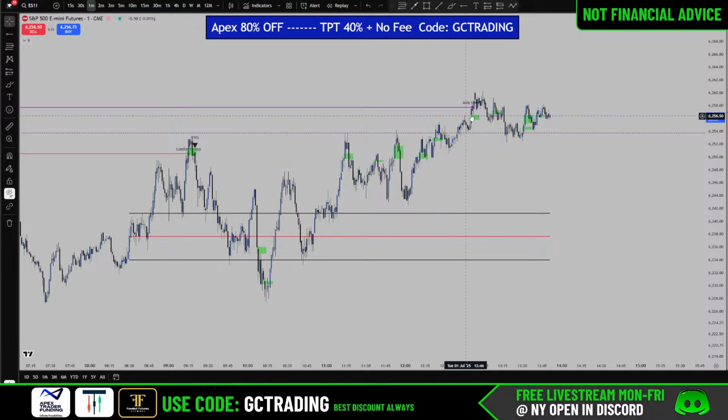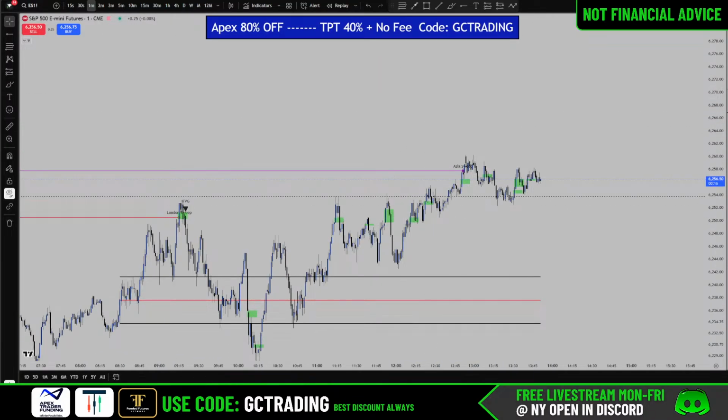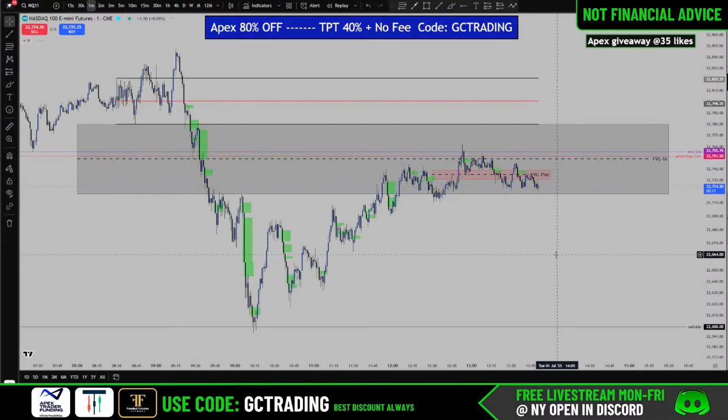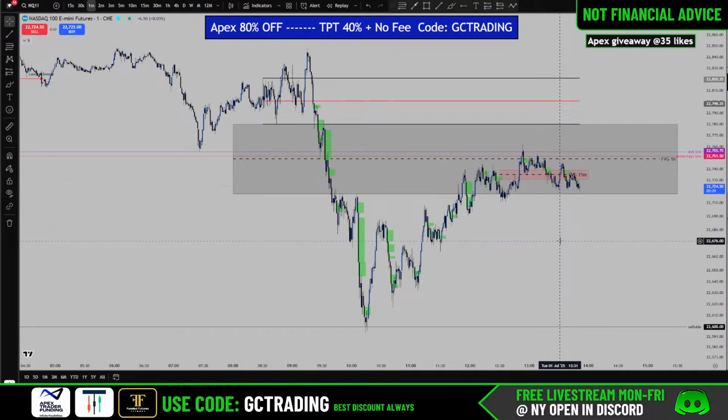So yeah, you can see we just took out Asia, right? There's London. I'm thinking that we're going to continue here, I don't know. It's very weird because NQ does not want to go. MNQ does not want to go at all. But this morning I loved how NQ slammed down here, took out sell side, and then got this strong buy sequence up.